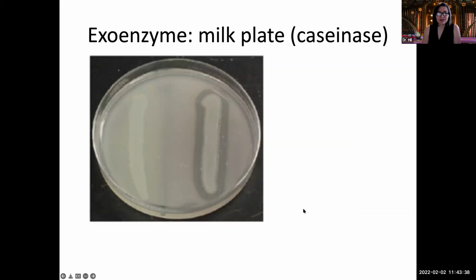All right, exoenzymes are also something you can do. We won't do it in lab, but it's a test you can ask for. This is a milk plate, tests for the enzyme caseinase. You can see that 2 organisms have grown on this plate. The plate is milky because it contains milk. This one has no clearing around the streak. This one has a clearing around the streak indicating the milk has been broken down. Which of these organisms, left or right, contains the enzyme caseinase? Casein is the protein in milk that makes it milky.